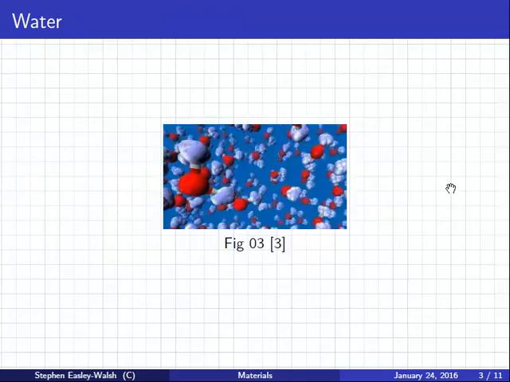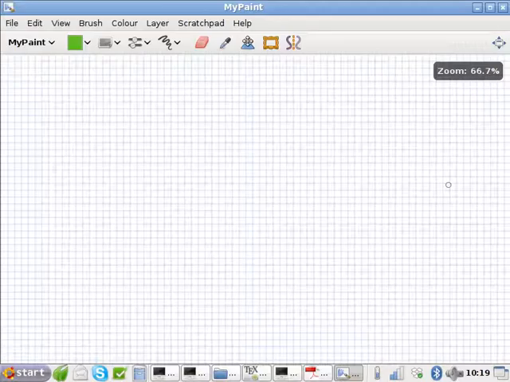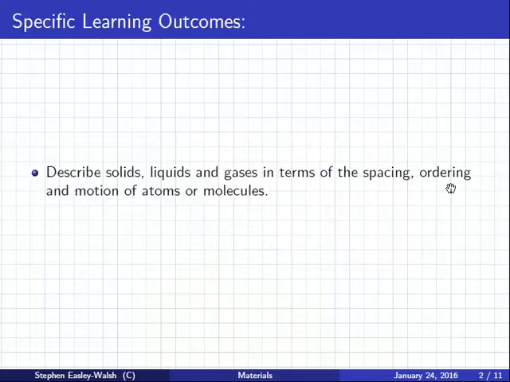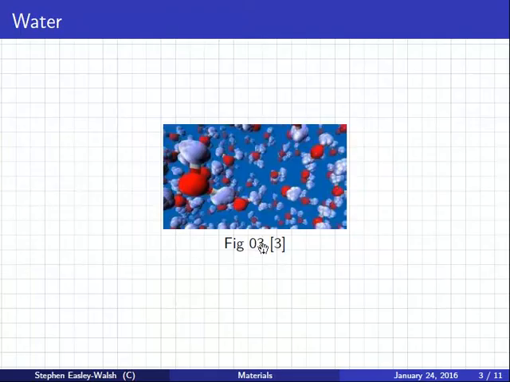There we go. Have you seen a picture like this in chemistry? Molecule. That should say figure 1. It doesn't matter. Water molecules. So this is what water looks like, and these are the water atoms.